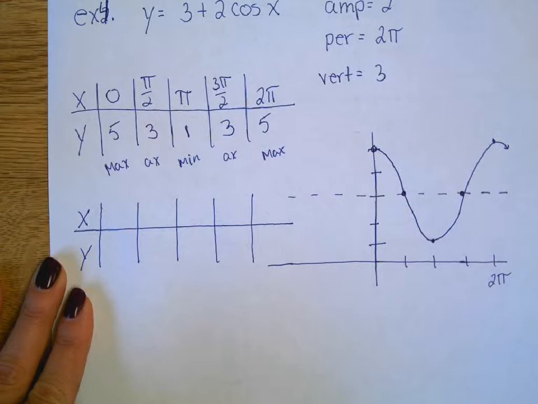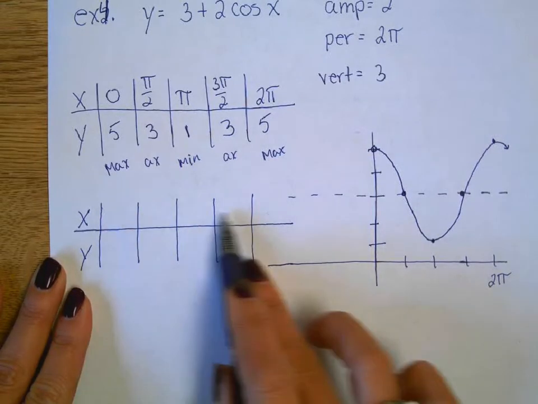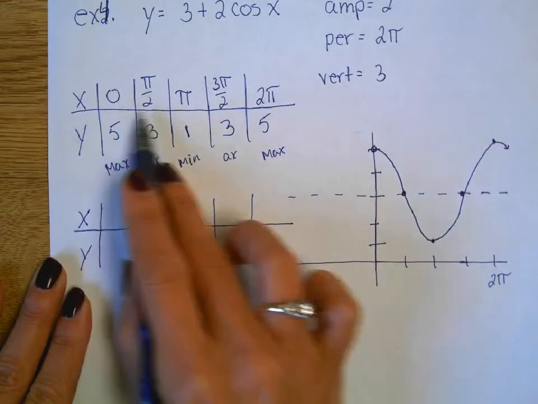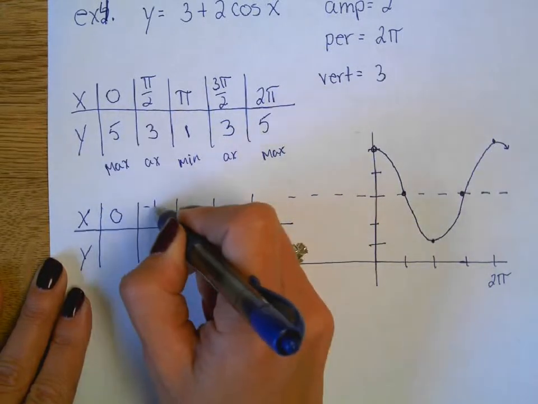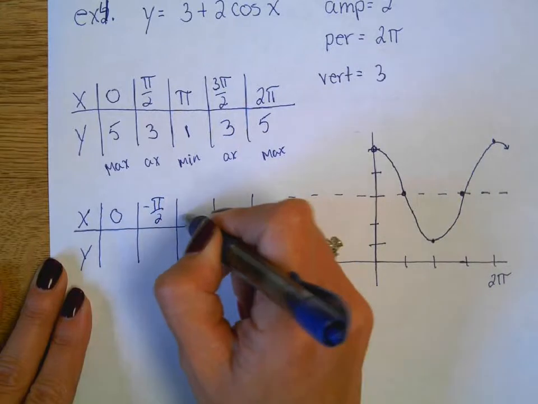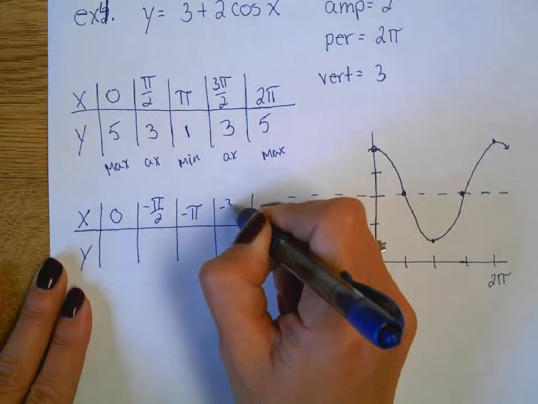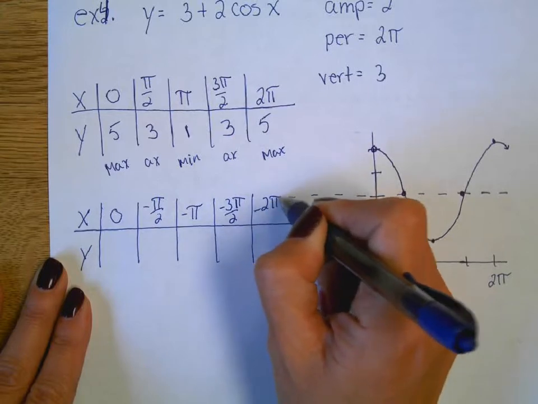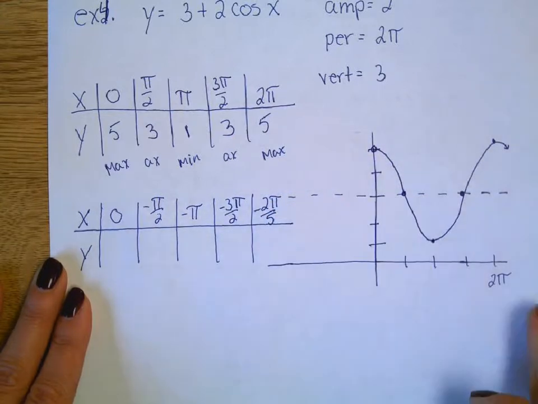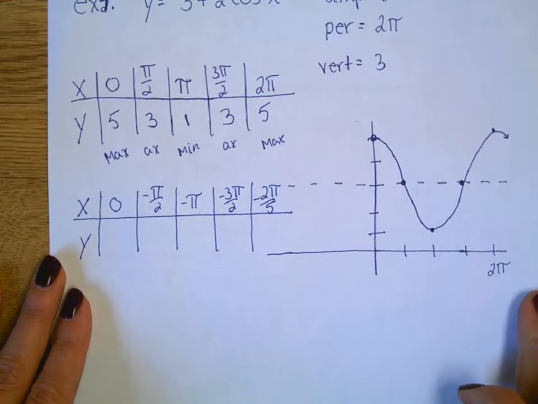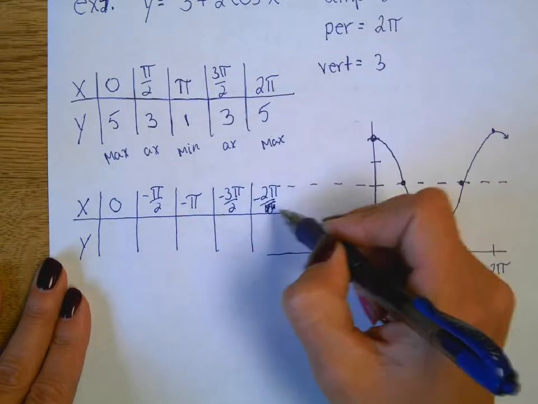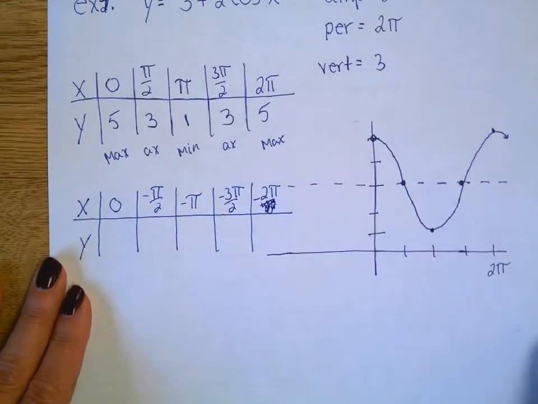Okay, you can quit. Okay, so x's. How hard is it to get my x's? It's the same thing, but negative. Wait, why is that negative? Oh, because I looked at that. Negative 2 pi.